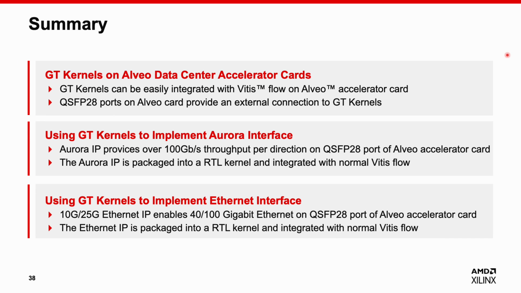Aurora IP realizes the lightweight inter-card data communication protocol, and it is free. Ethernet IP provides a full function interconnection possibility. For both Aurora and the Ethernet protocol, each QSFP28 port of the Alveo card can provide over 100 gigabits per second data throughput for each direction.